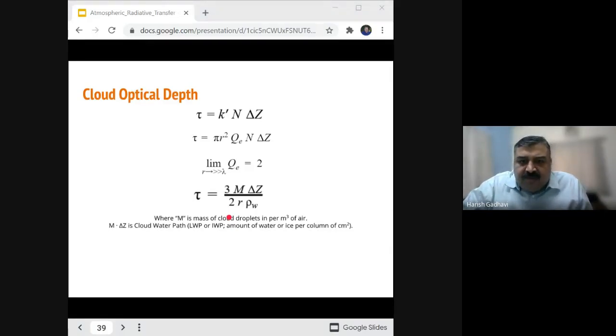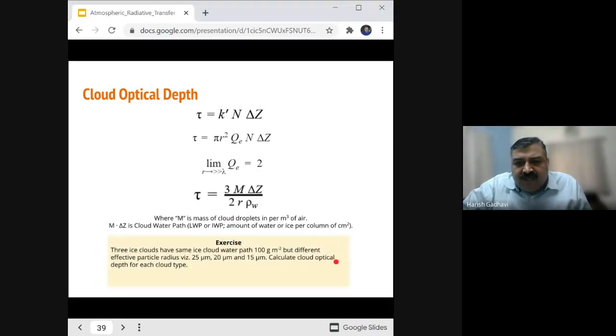So let us do some exercise. I give you some values, and these are the values we have actually observed in the atmosphere of India. So let us take three types of ice clouds. All of them have a liquid water path or ice water path of 100 kilogram per meter square. Sorry, 100 gram per meter square. But each of these clouds has a different particle size. One cloud has 25 micrometer, another is 20 micrometer, another is 15 micrometer. I want you to calculate optical depth and tell me.